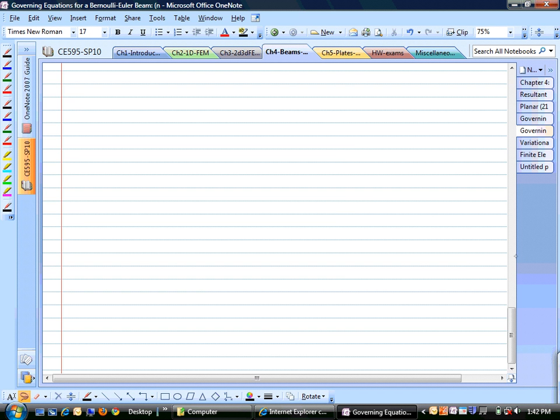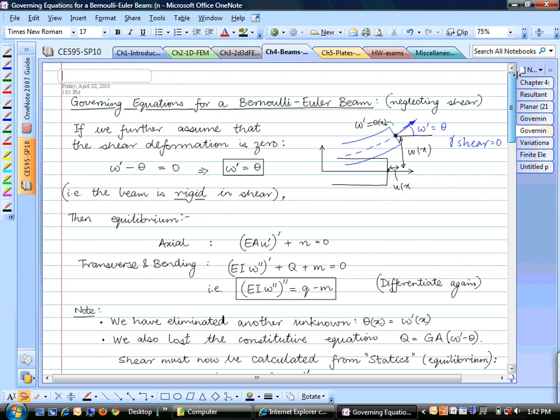And let's take a look at the Bernoulli-Euler beam theory. Just like I told you, in this theory we choose that the cross section will always remain perpendicular to this centroid line. So W bar and theta are both equal, and that means the shear is zero. If we take this fact and plug it back into our equilibrium equations, you will see that the axial equation remains the same.